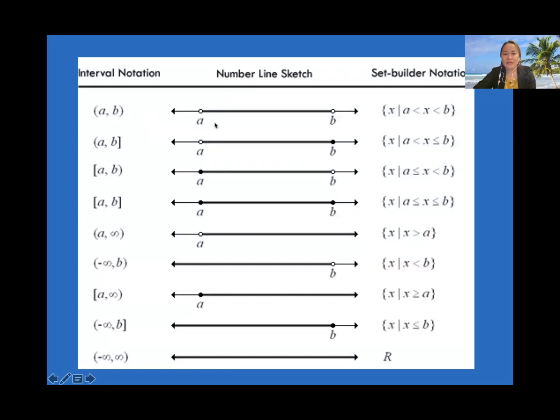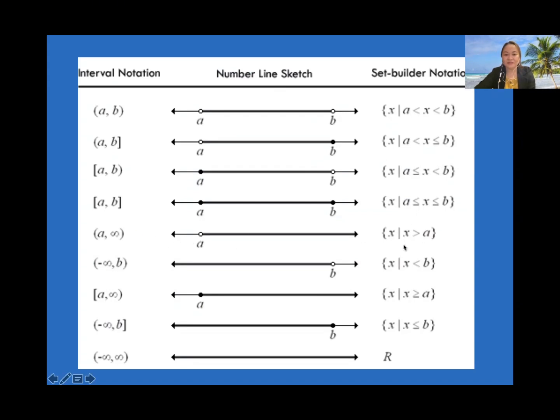So this one is open. How you're going to read this one: x is greater than a but less than b. So open a, b. And this one, x is greater than a but less than or equal to b. Half closed at b. Next, x is greater than or equal to a but less than b. Half closed at a, so the shaded region here is a. Then we have closed bounded, x is greater than or equal to a but less than or equal to b.